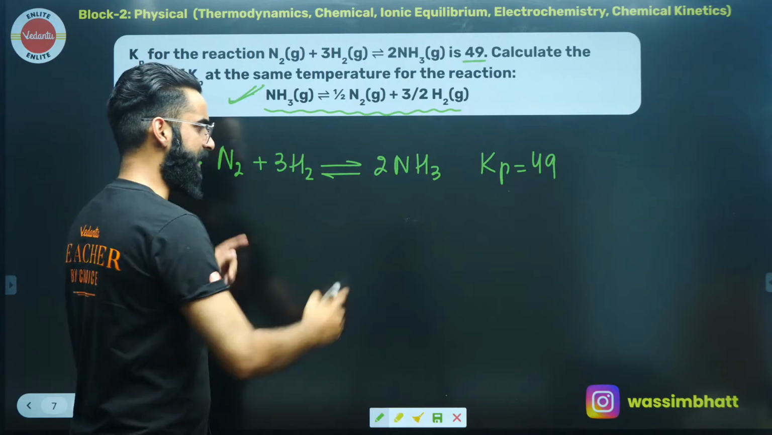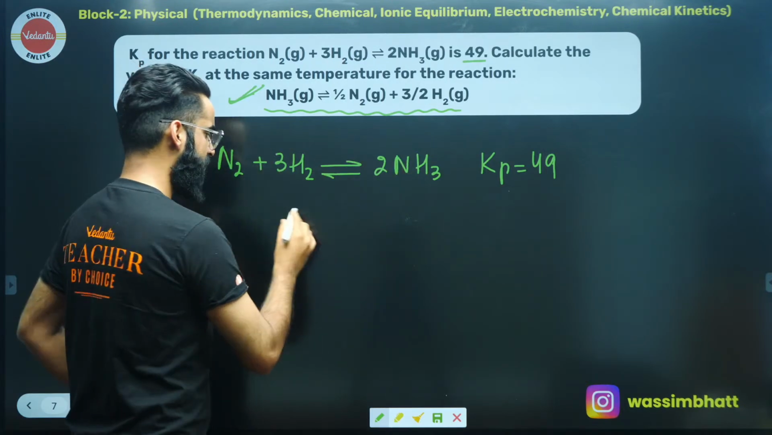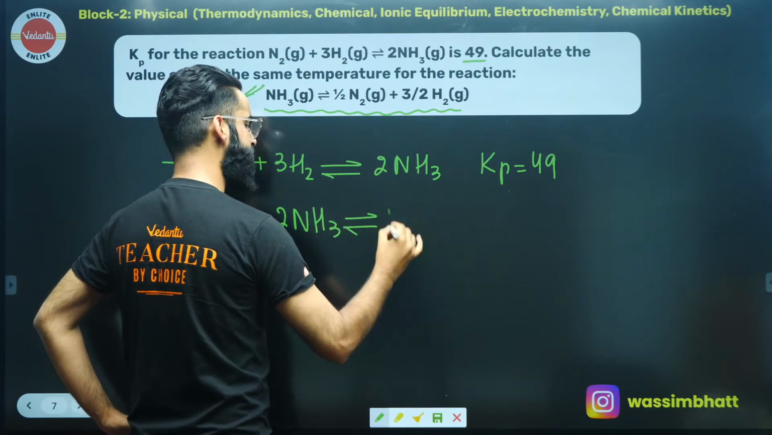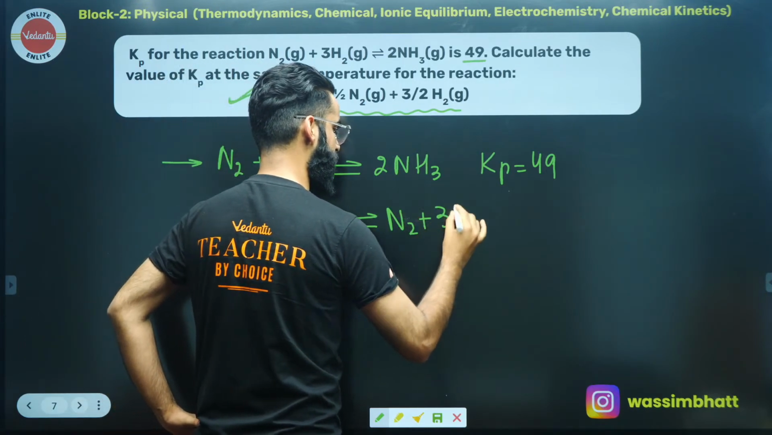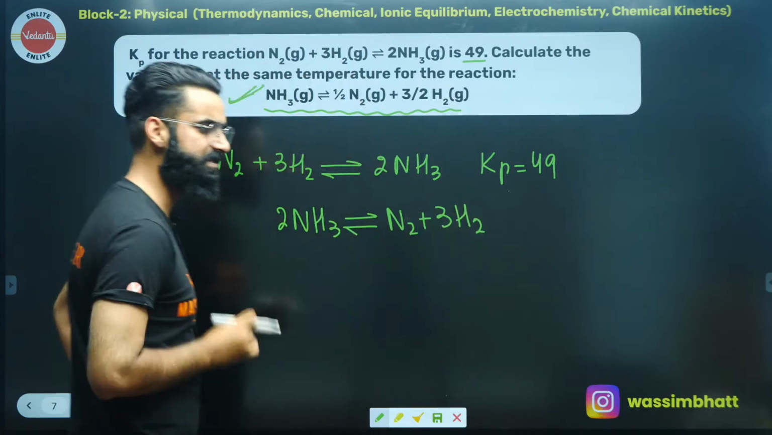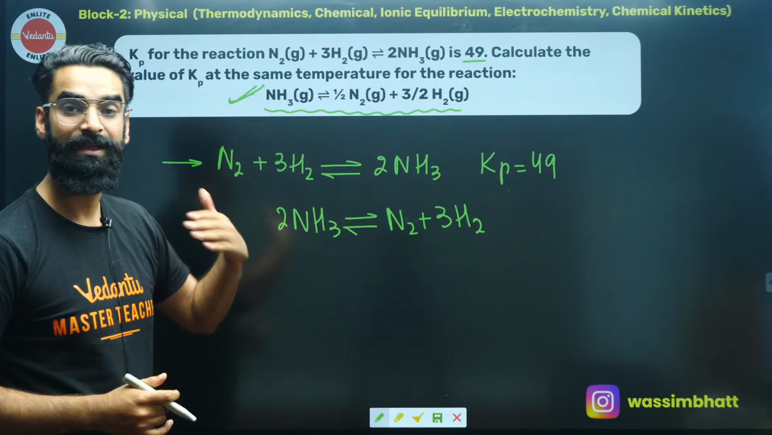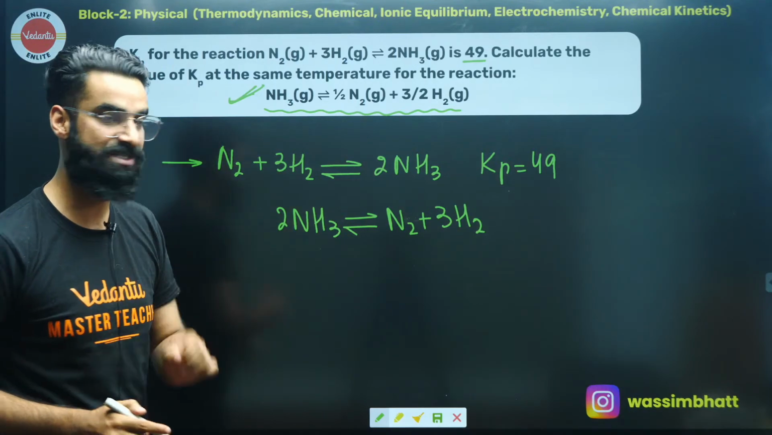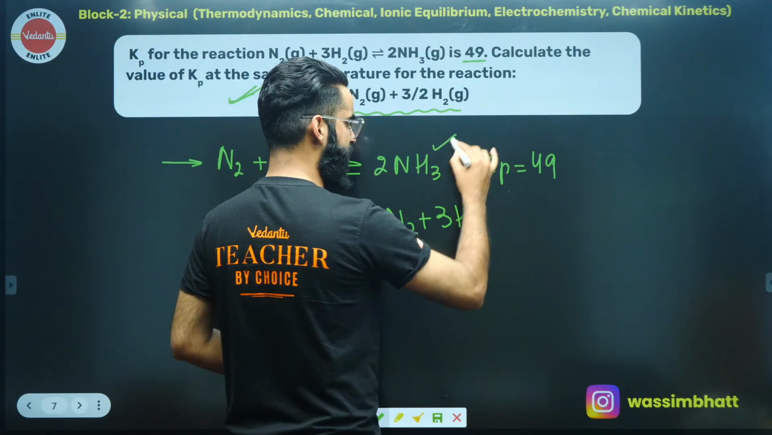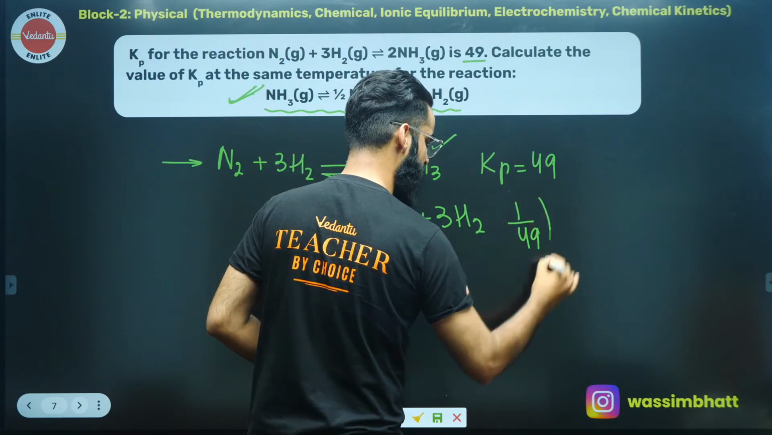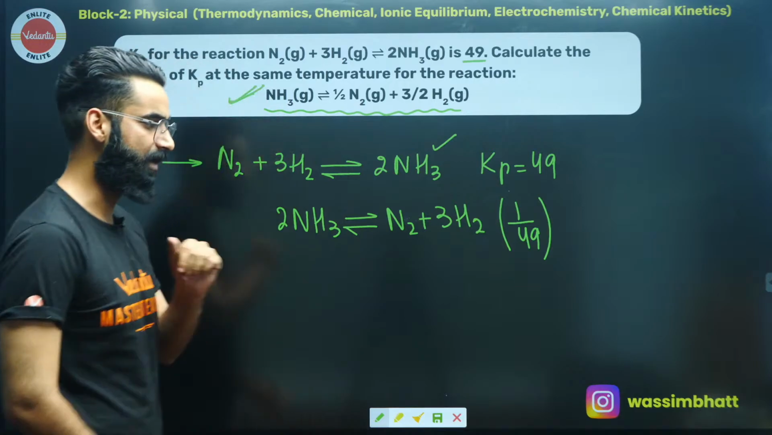First thing which I'll be doing, my dear people, I'll be just reversing the reaction. If I reverse this particular reaction, it's going to be like this: 2 times NH3 gives N2 plus 3 times H2. And do remember, when you reverse the reaction at equilibrium, its equilibrium constant is inversed. Equilibrium constant for the first reaction was 49. Now the new equilibrium constant for this particular reaction after reversing becomes 1 by 49.